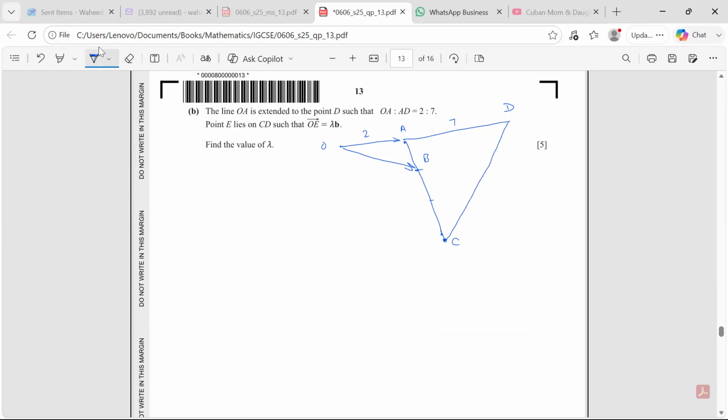Let me see. And point E lies really such that OE, yes, from O to E. This is a straight line, so this is somewhere. This is E. Okay, so OE is lambda times B. You remember this vector was B. So it means that OB extended goes to OE. So O, B, and E are in a straight line as well. We need to find the lambda.